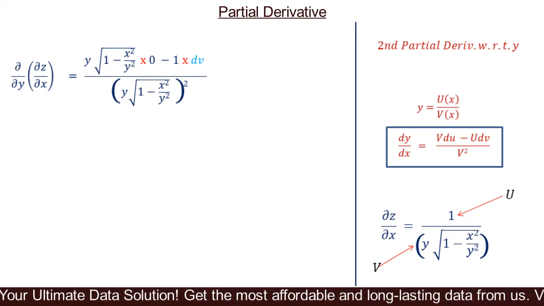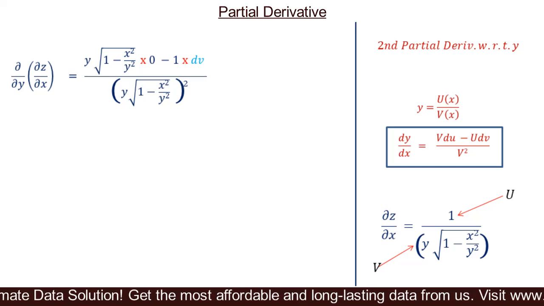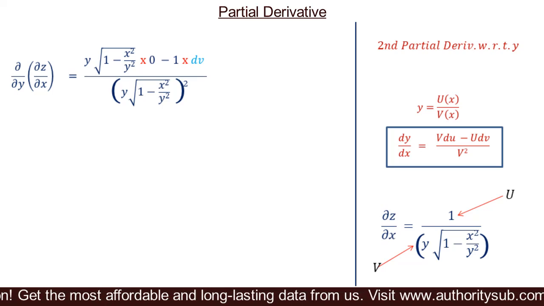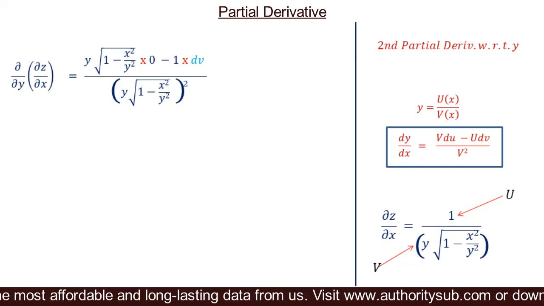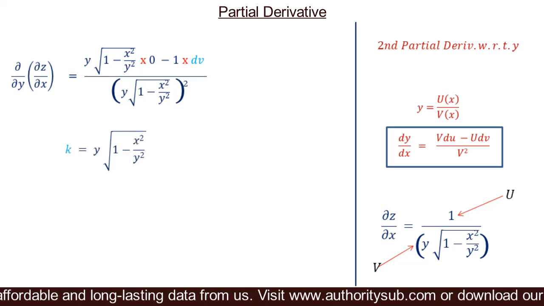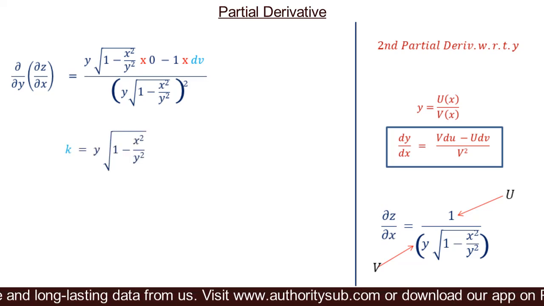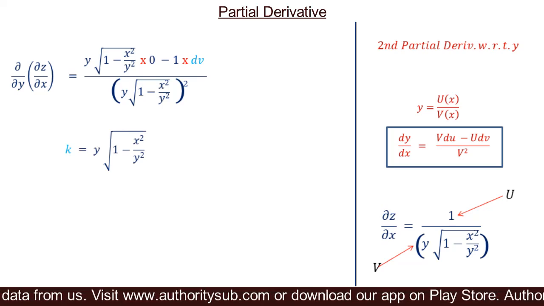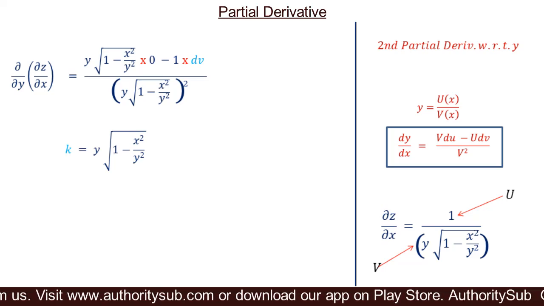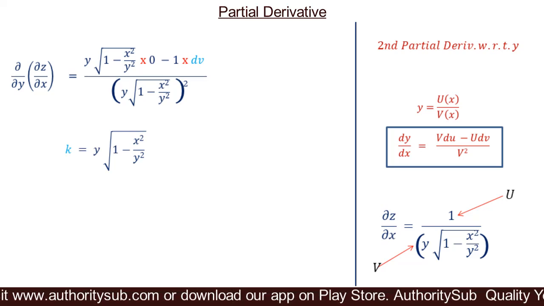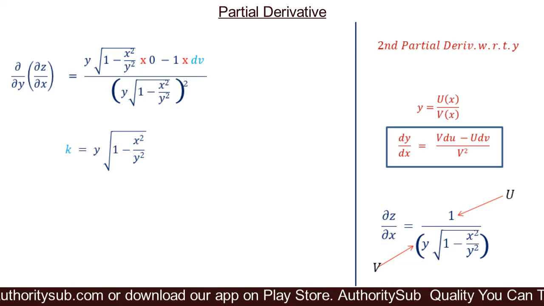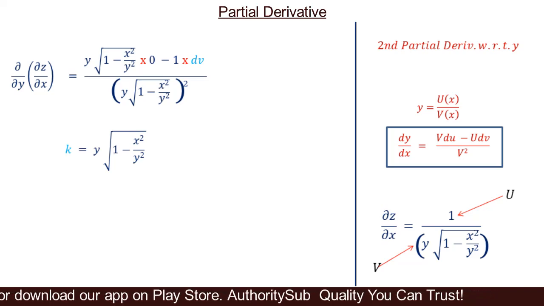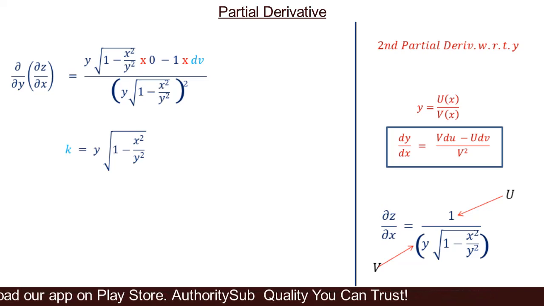Now look at this. This v, the derivative of v, let's differentiate it. So let's carry the whole v. Let's carry it and call it a letter here, k. Let's say that k is equal to y, open bracket, square root of 1 minus x squared all over y squared. So this is what we want to differentiate, okay? So we want to find the derivative of this k with respect to y. Then we bring it up here, okay? We bring it up. Now, how are we going to do this?